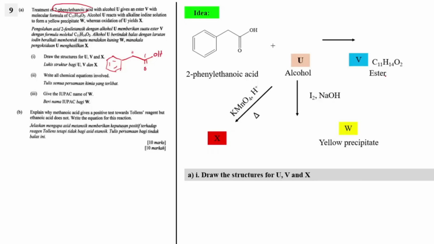The information that you know from V is it has 11 carbons and it is an ester. And here is a carboxylic acid.